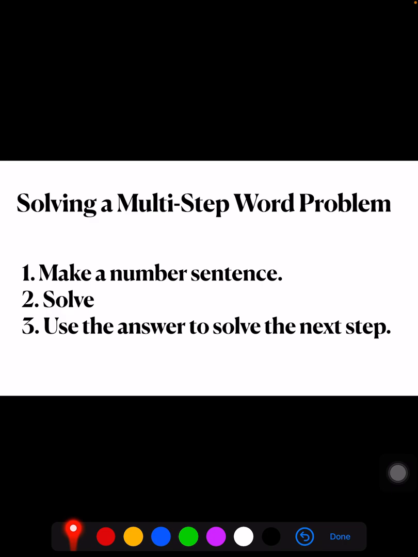So if multiple means more than one, I can figure out that multi-step means I'm going to be using more than one step to solve a word problem. We're going to be using 3 different steps to solve multi-step word problems. The first one is we're going to make a number sentence. The second one, we're going to solve it. And the third step, we're going to use that answer we just found to solve the next step. I'm going to use these 3 steps to solve a multi-step word problem, and I want you to watch me closely because the next problem, you're going to help me.